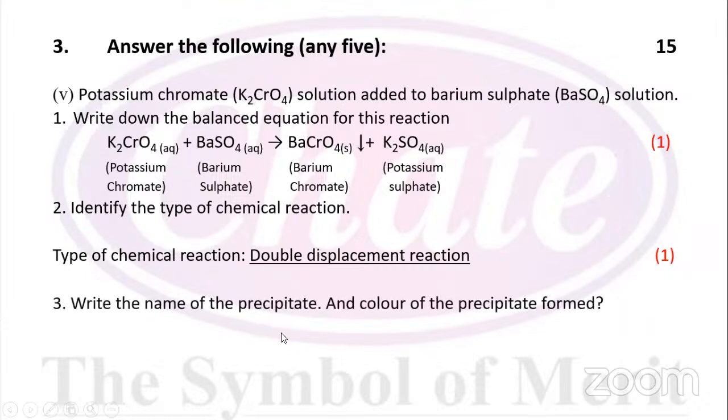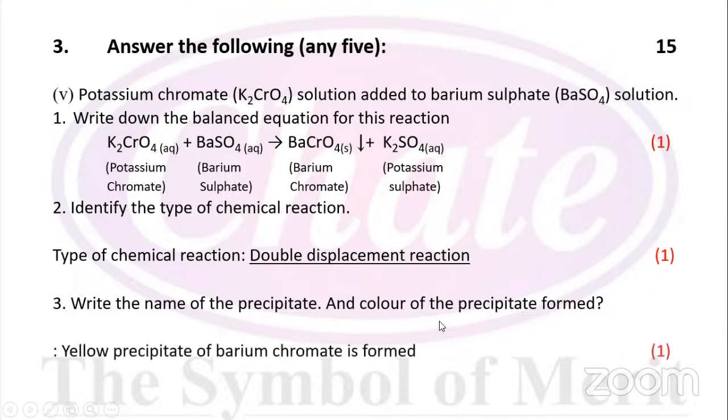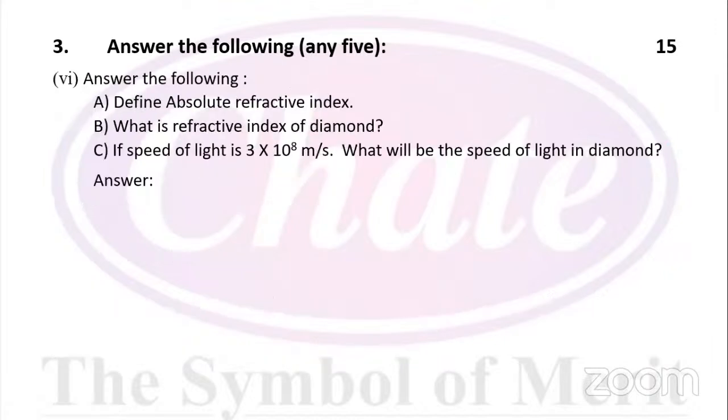Then the third question: write the name of the precipitate and the color of the precipitate formed. The name of the precipitate is barium chromate and its color is yellow. So a yellow precipitate of barium chromate is formed. Then next question: define the absolute refractive index, and what is the refractive index of diamond? If the speed of light is 3.3 into 10 raised to 8 meter per second, what will be the speed of light in diamond?